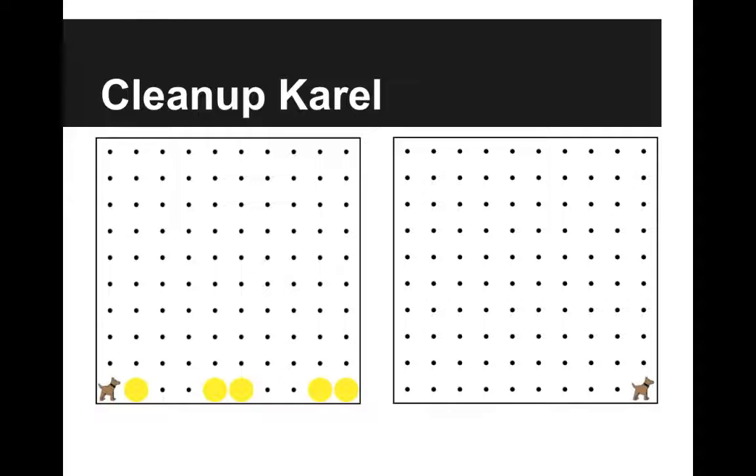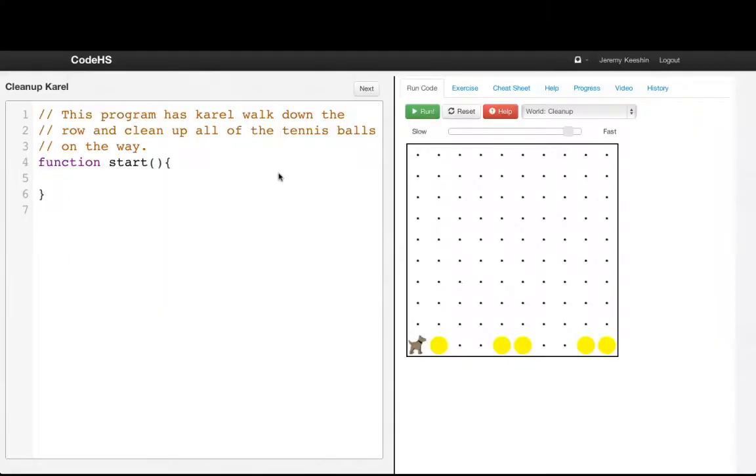So this is the program we want to write right now. We have Carol in the world, in the bottom left corner facing east, in front of a row of tennis balls. We don't know where they are exactly though. We want Carol to go across that row and clean up all the tennis balls, ending up on the other side. So let's go and write this program in our editor.